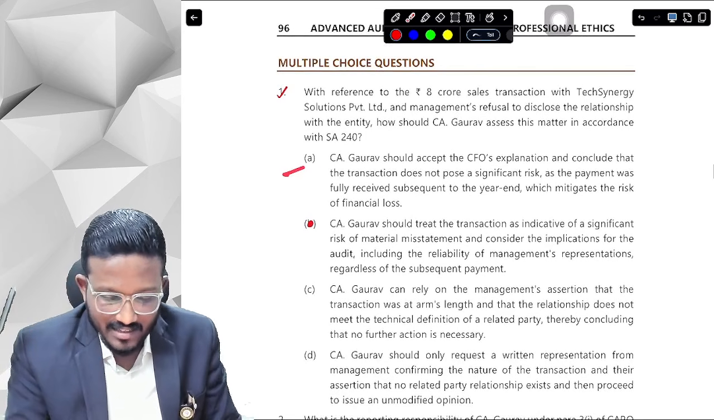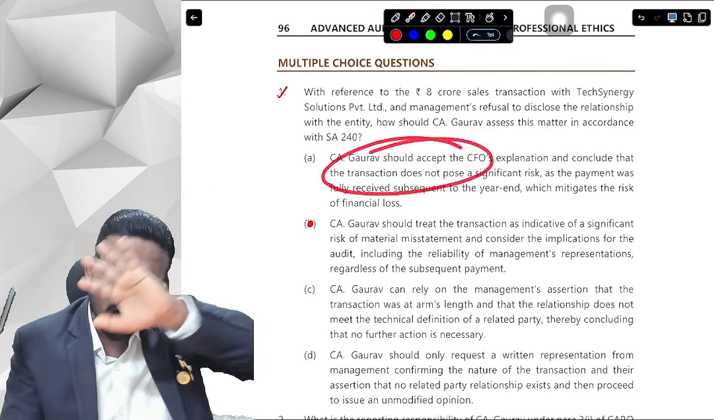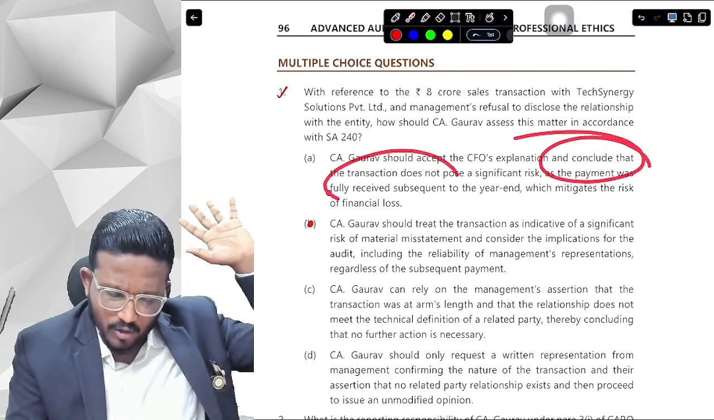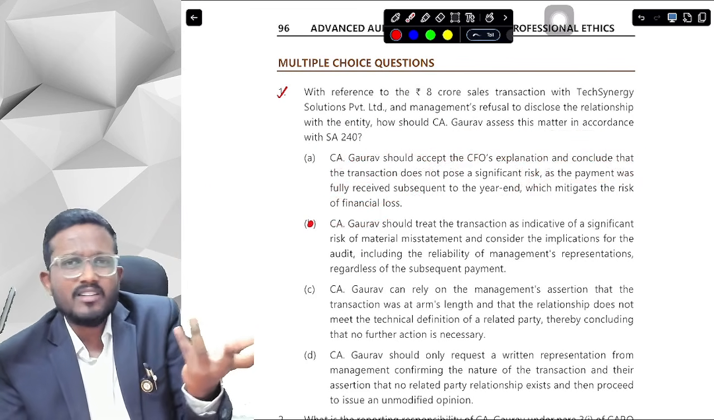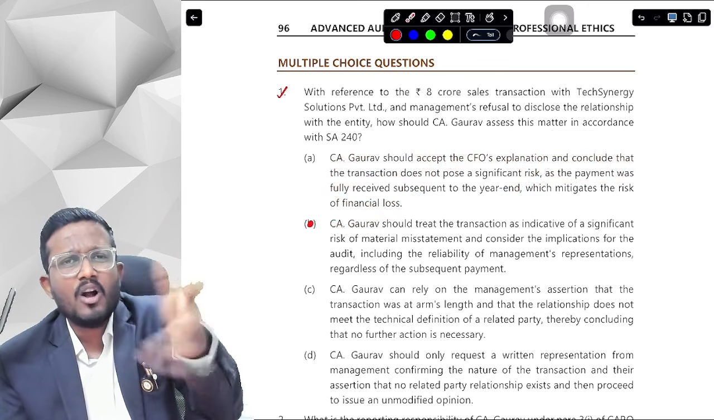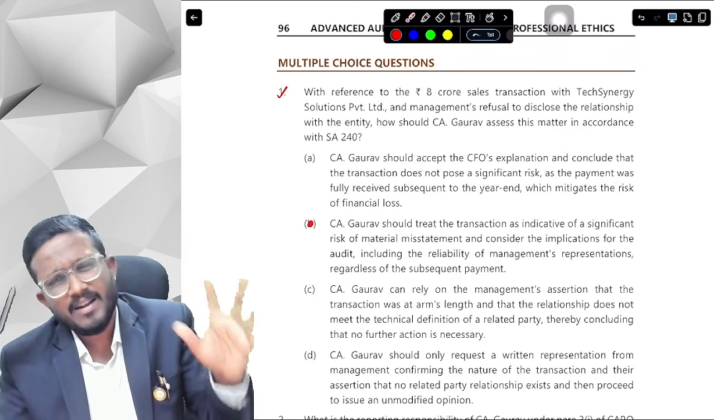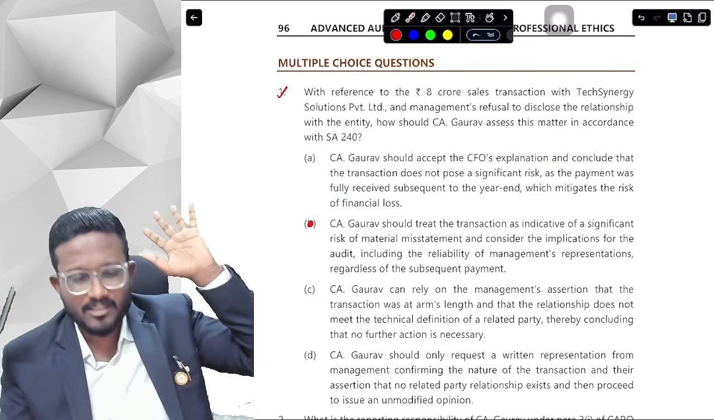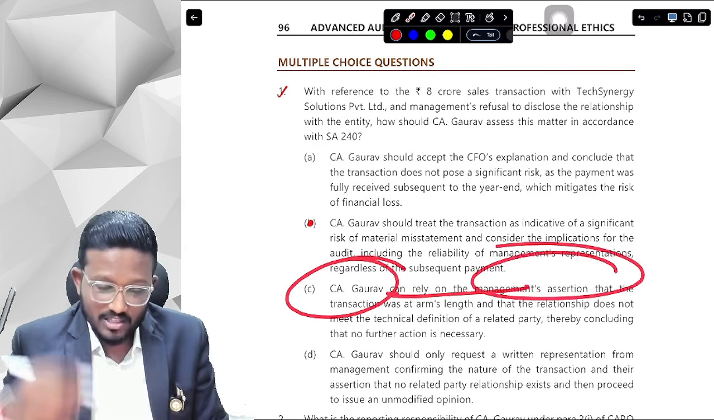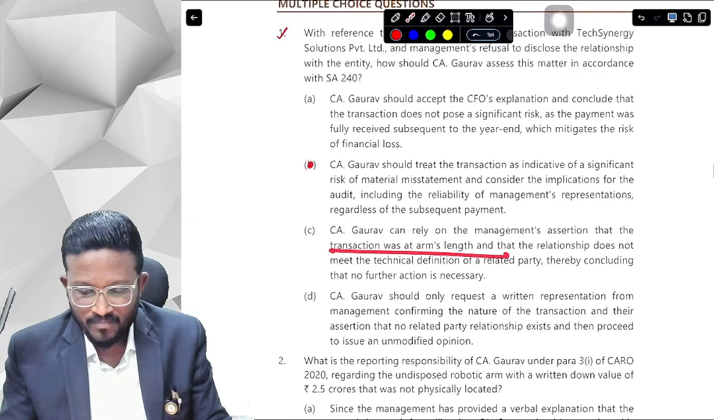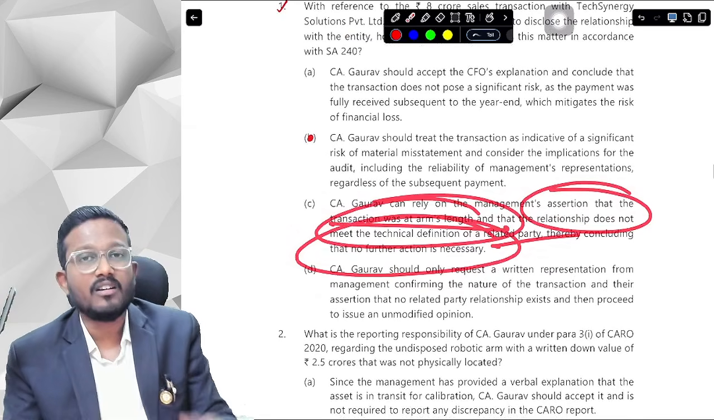So the first option is that CA Gaurav should accept the CFO's explanation and conclude that the transaction does not pose any significant risk as the payment was fully received subsequent to the year end, which mitigates the risk of financial loss. So it says that since we do not have any financial loss, we do not have to disclose this in our auditor's report or in the financial statements, and we should just accept the CFO's explanation, which is completely false. Second is that the auditor can rely on the management's assertion that the transaction was at arm's length price and the relationship does not meet the technical definition of related party. Therefore, we should not do any further action.